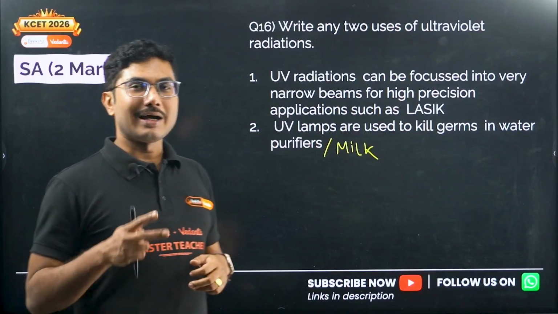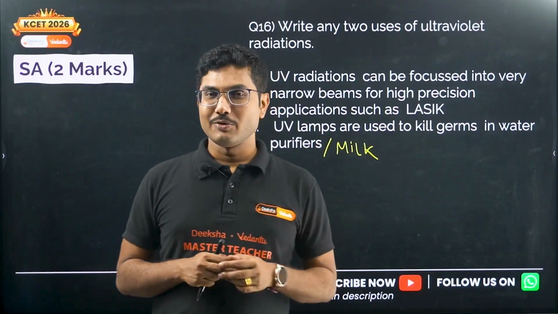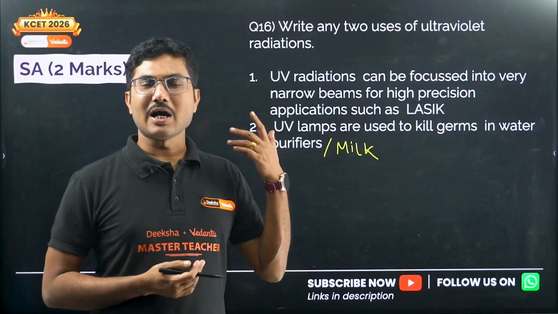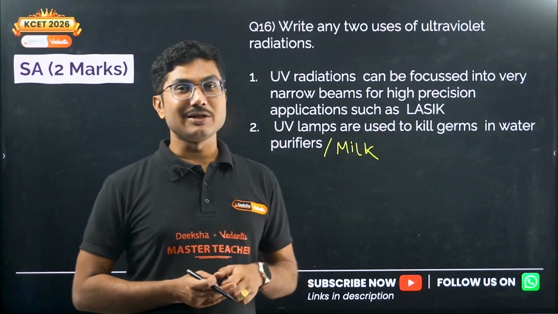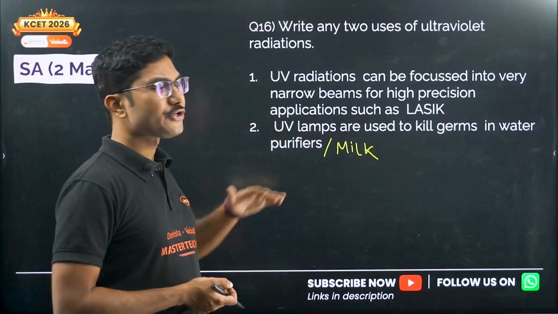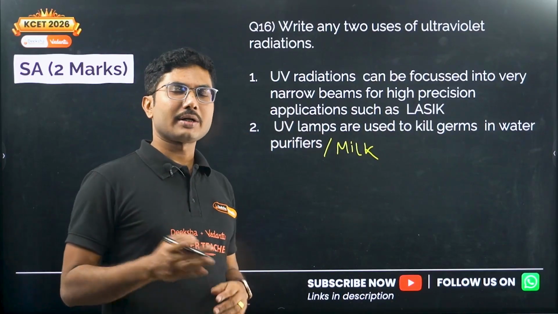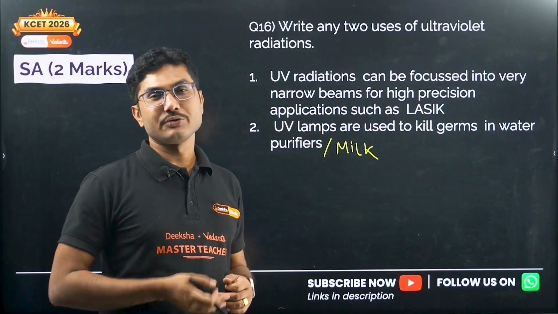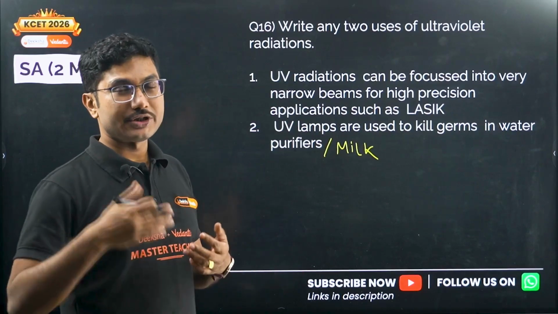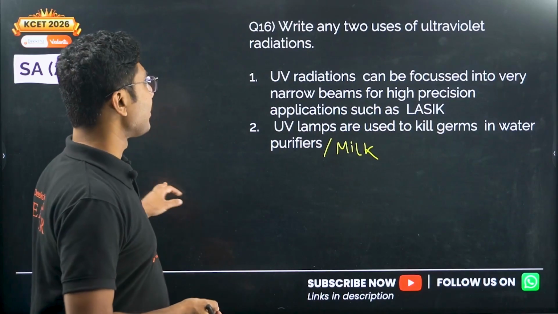Similarly, all the instruments used by a surgeon during a surgery are again sterilized by UV rays. So first, before the operation is conducted, the doctor uses a UV sterilizer to sterilize all the instruments he or she is going to use during the operation.